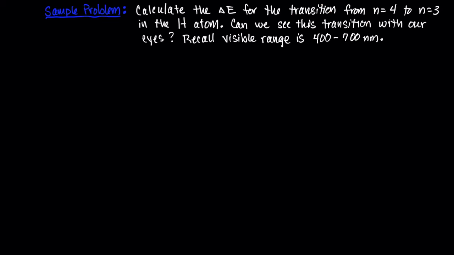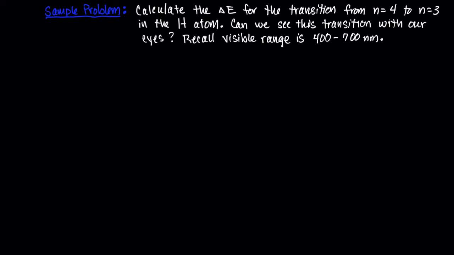Let's do a practice problem. So calculate the delta E for the transition from the n equals 4 energy level to the n equals 3 energy level for the hydrogen atom. My question for you is, can we see this transition with our eyes? And remember that the visible range is from about 400 to 700 nanometers. So go ahead and pause the video, work this out, and then you can check out my answer.